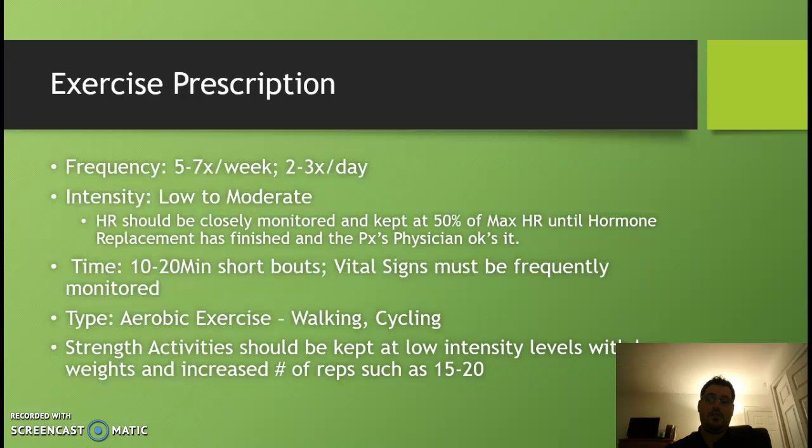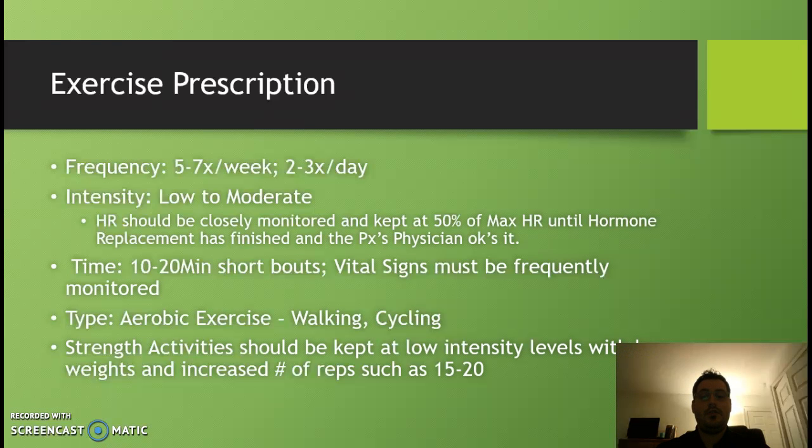For an exercise prescription, there are a couple of things that we should notice here. First, due to the exercise intolerance from the hypothyroidism and also the tiredness and confusion that can come with hypothyroidism, we should start off Miss M with short bouts of exercise, about 10 to 20 minutes. She should perform these at a frequency of 2 to 3 times a day for 5 to 7 days a week. The more she can perform it, the better she will get at it, and the more energy she will get. We should start off with an intensity of low to moderate.